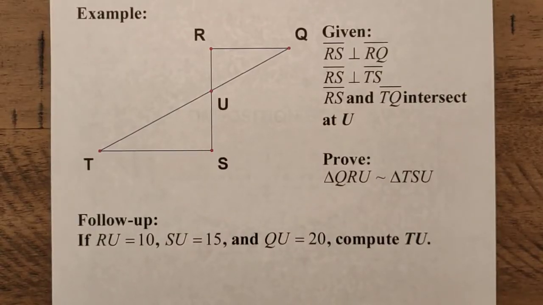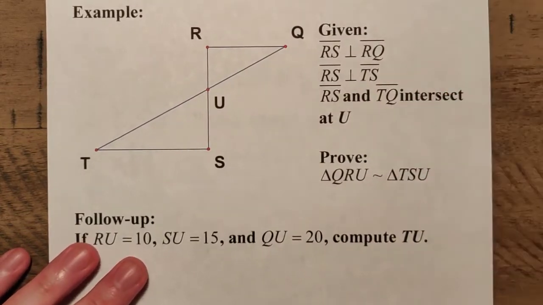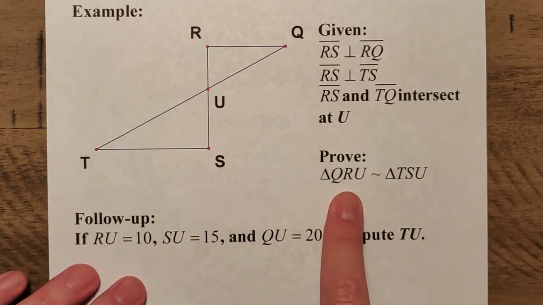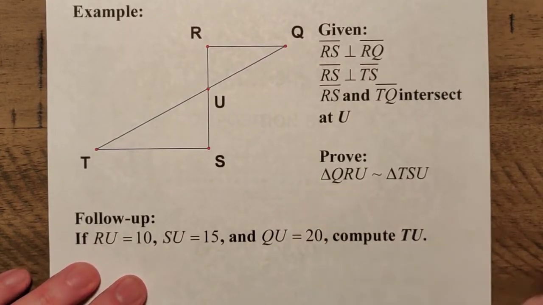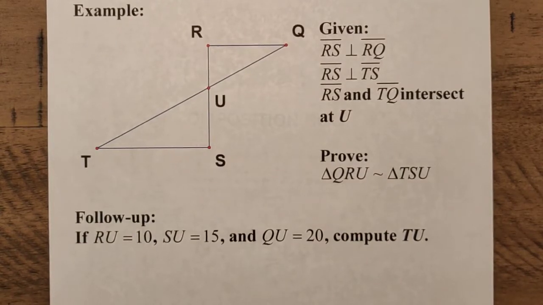This is the top example on the handout for this particular lesson. I'd like you to focus on this and just plan it out in your head. The first thing we want to do is show that QRU and TSU happen to be similar triangles. Remember that one of the things we are equipped with at this point is the angle-angle postulate. We know that that is true.